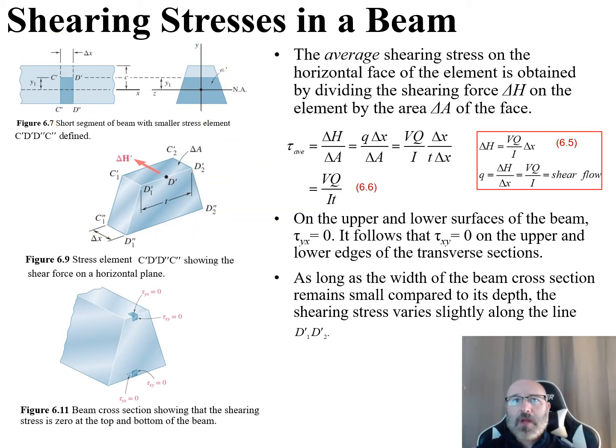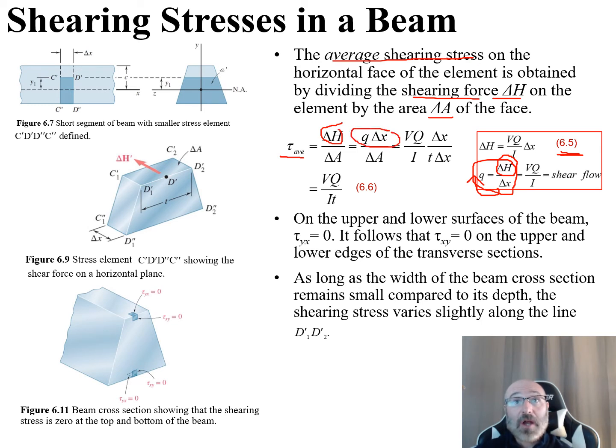So now let's continue on looking at this average shearing stress. We can say our average shearing stress, our tau average, is equal to this delta H divided by our delta A, where delta H is that shearing force. Now we've seen a relationship for delta H in our shear flow before, from a derivation back around equation 6.5 in our textbook. We had this relationship, that our shear flow is equal to our delta H over delta X. Now we can rearrange that to solve for our delta H: delta H is equal to Q times our delta X. So we replace our delta H with this relationship of Q delta X.